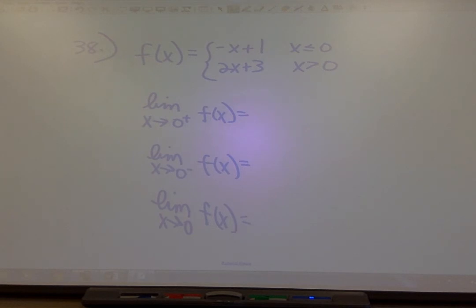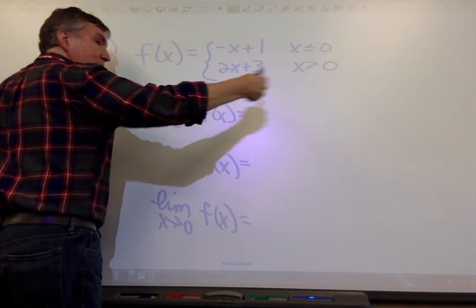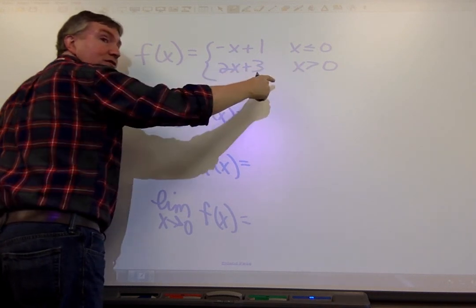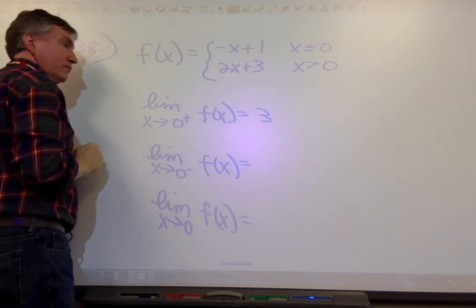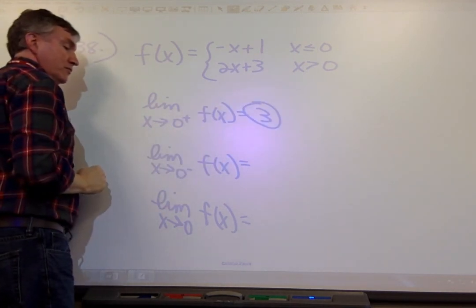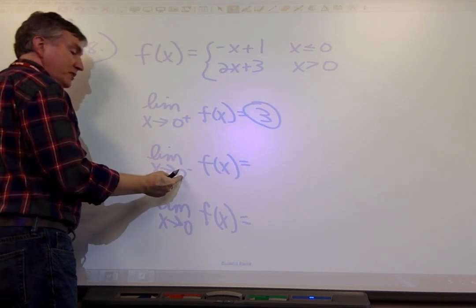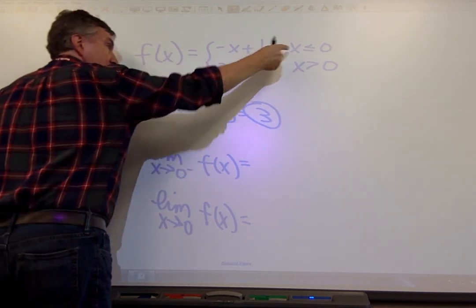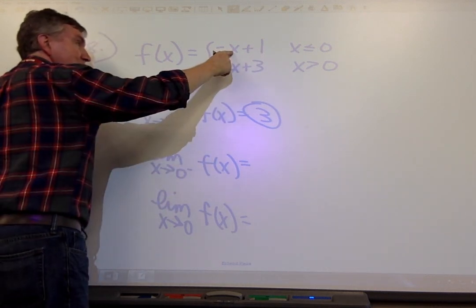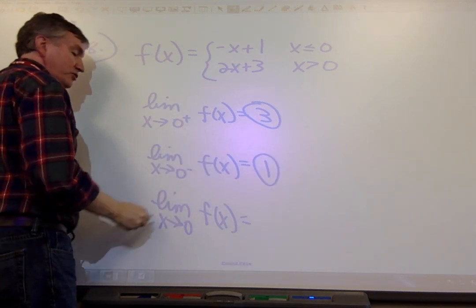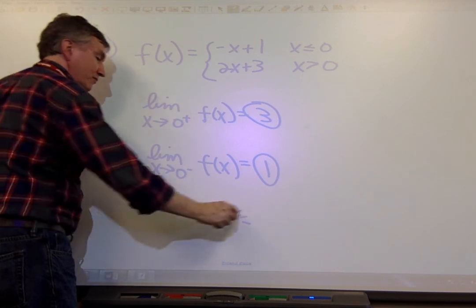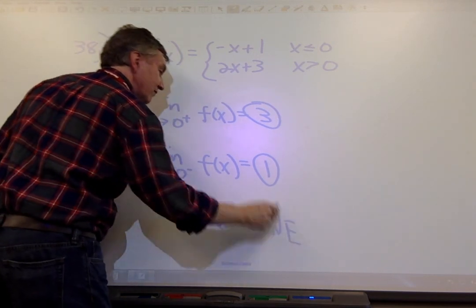If you're going to approach 0 from the right-hand side, which piece do I use, the first piece or the second piece? If I'm coming from above 0, I would have to use this piece, wouldn't I? If you get close to 0, what's the limit? If you get close to 0 from the left, which piece? Top one. If you get close to 0 in that piece, what's the limit? So what do you say about the limit as x approaches 0? Because they are not equal.